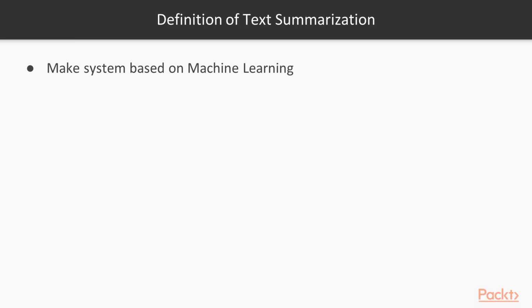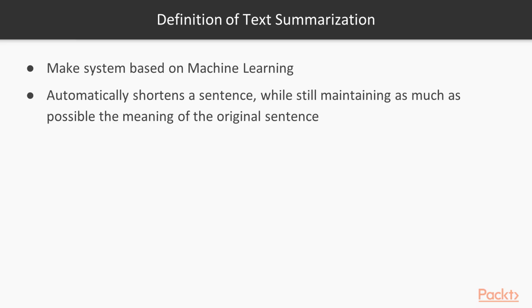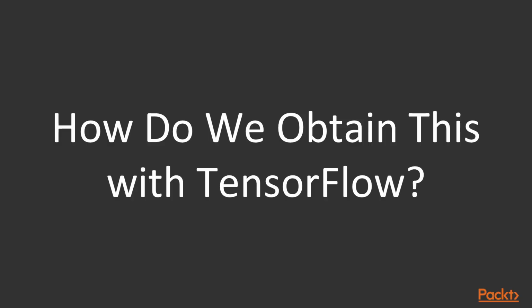Here, our goal is to make a system based on machine learning that, given a sentence, returns a shorter sentence that has a meaning that reflects as much as possible the meaning of the original sentence. So, how do we obtain this with TensorFlow?